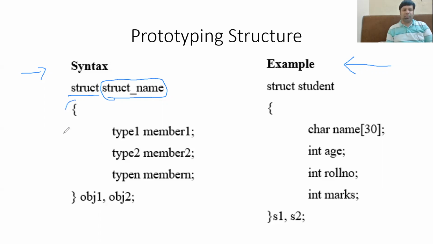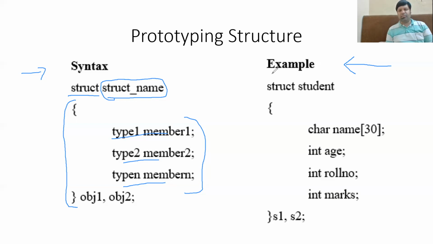Then comes your block. This block will contain the elements of the structure. So how many in this example? You can have first member, you can have second member, and then you can have n members. These n members can be created just like normal variables. What is the data type of that element and what is the identifier or name of that element.